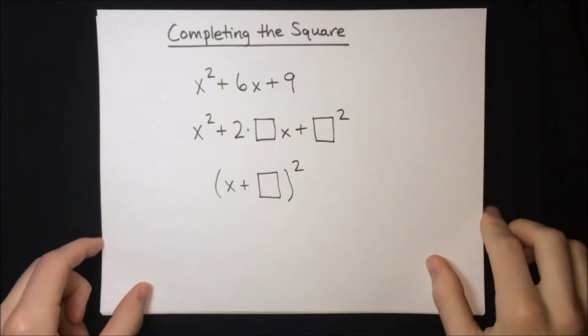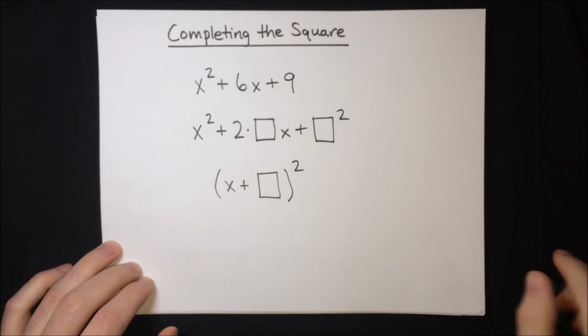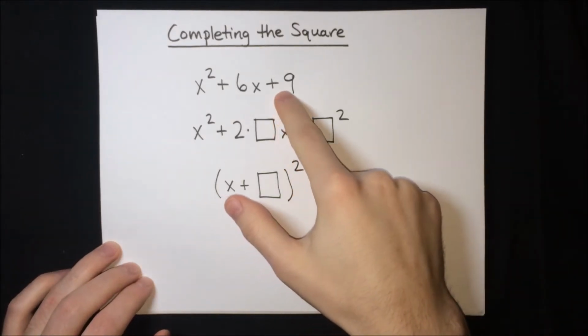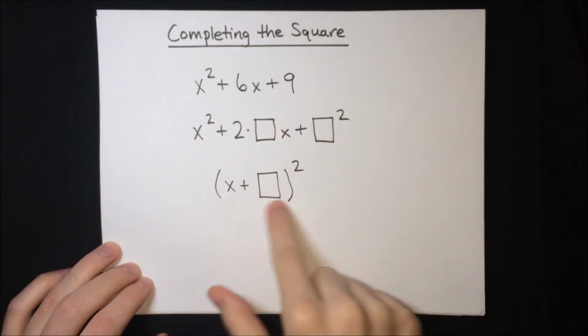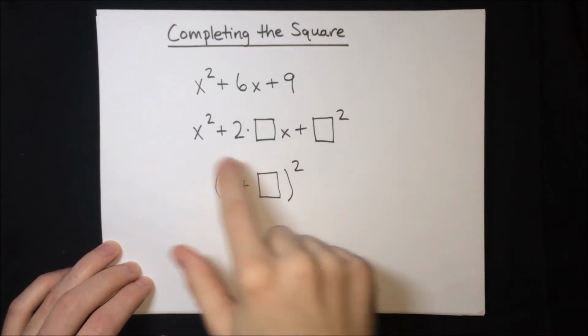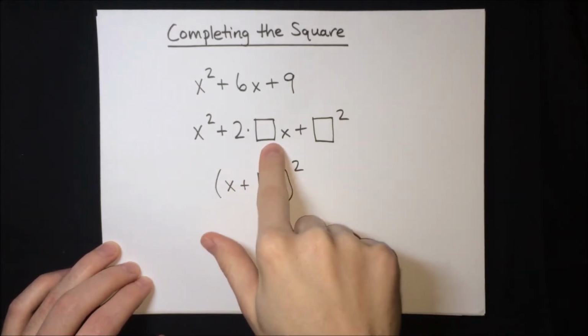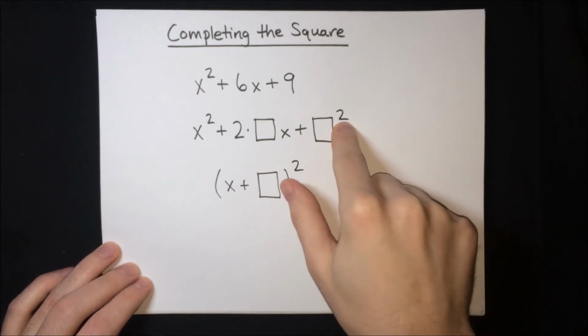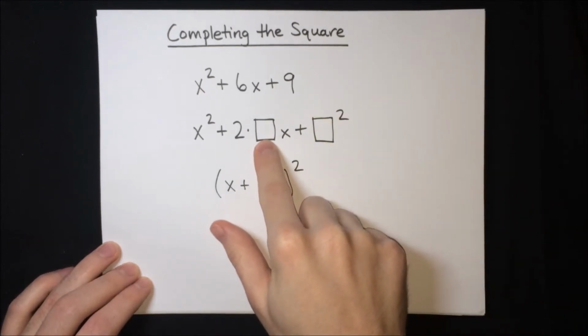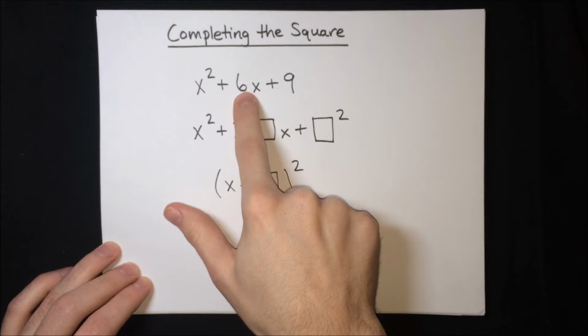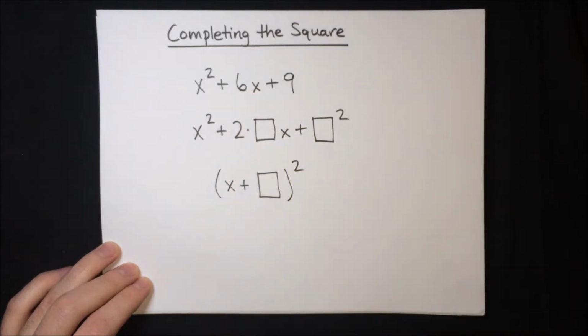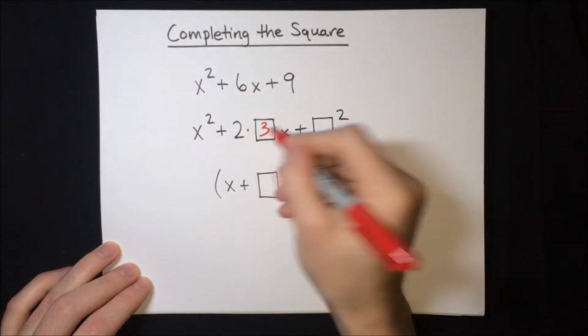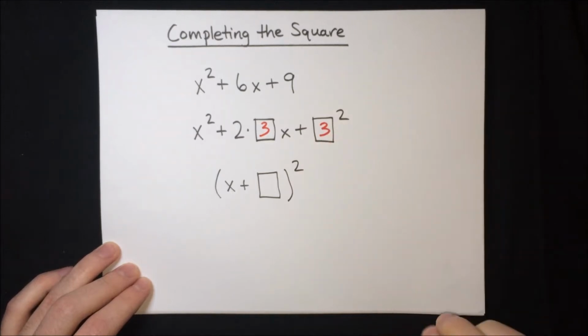This first example is going to be straightforward because this expression already is a perfect square. To figure out what perfect square it is, we need to write it in the form x squared plus 2 times something x plus that same something squared. To see what we should fill in the box, we look to the x coefficient, 6, and divide it by 2. 6 divided by 2 is 3, so we're going to fill in 3 in the boxes.